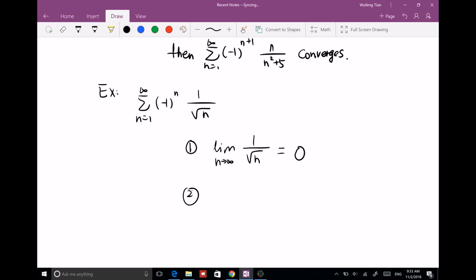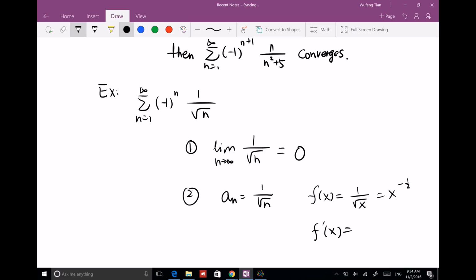I want to check a_n equals 1 over square root of n, compared with a_(n+1) equals 1 over square root of n plus 1, sorry. You can use the derivative to prove it. That's fine too. You can do the derivative: f(x) equals 1 over square root of x, and f prime of x equals x to the negative 1/2.